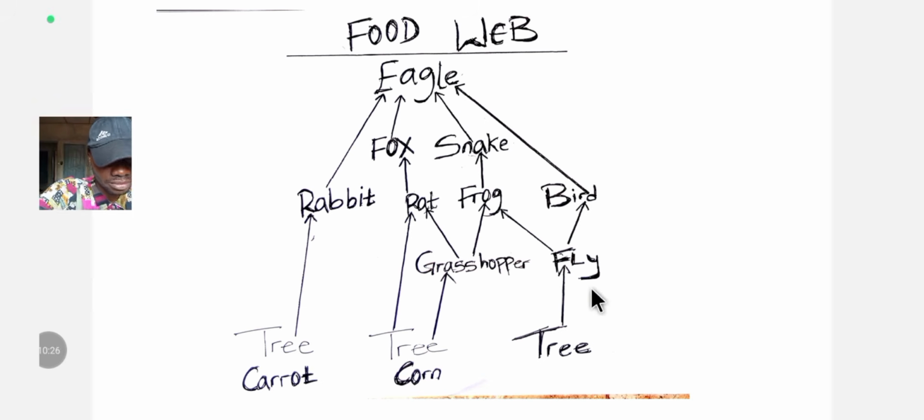You can see this one, from tree sap to fly, the bird eats the fly, the frog eats the fly. All of them are secondary consumers, and the eagle eats all of them. Can you see? So it is complex, an integration of different food chains. A food web is better than a food chain. Why? Because organisms have more options, different options to feed from, like I explained earlier.